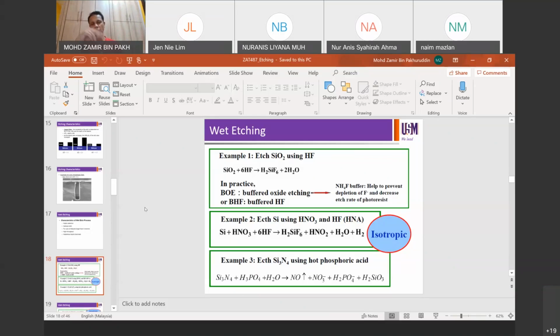So in that case, before you do your next processing, for example, if you want to deposit a thin layer of something or resist, in the case that you don't want that native oxide to be there, you have to firstly etch the oxide using HF.